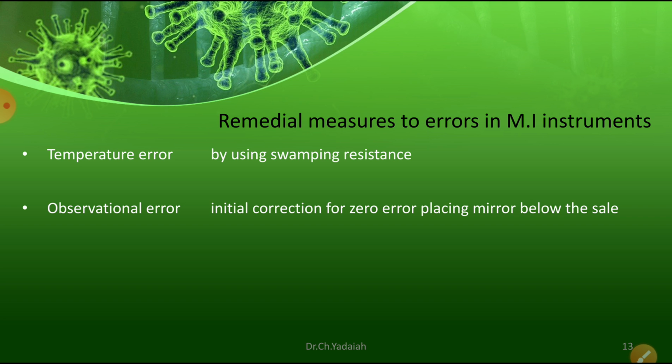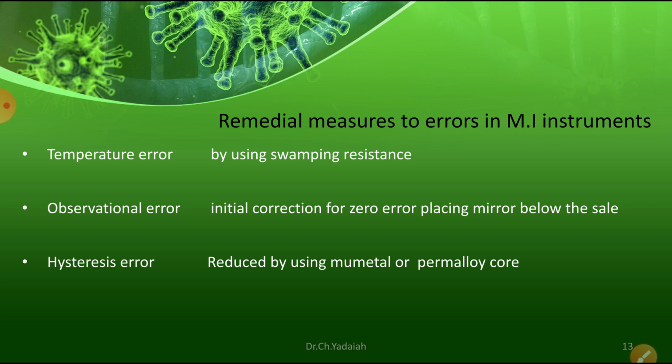And another error is the hysteresis error. It is reduced by using a high permeability core, which is made of high permeability materials. Hysteresis can be reduced by silicon content, as we have already seen. Similarly, here we use in our instruments, mu-metal or a high permeability core, which is generally used to reduce the hysteresis errors in our moving iron instruments, where it is subjected to AC frequency.